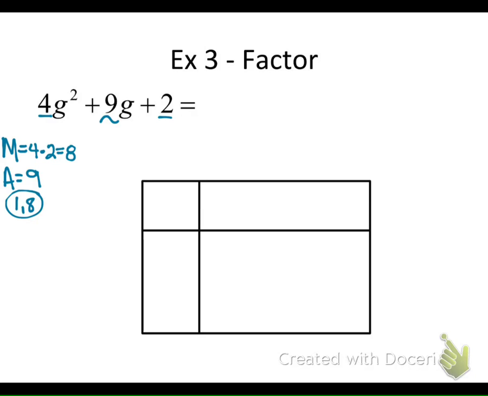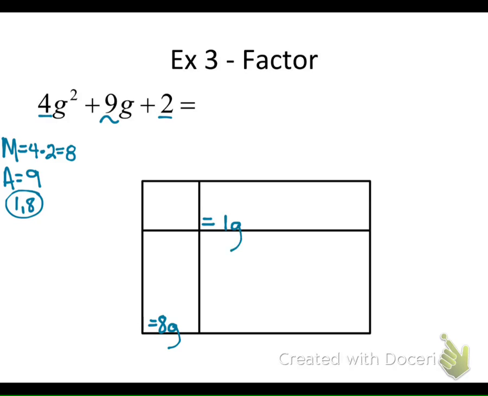Step 3. Raise your hand if you can tell me what step 3 is. Daisha? Write the answers in each of the boxes using the numbers from step 2. Okay, and where do the numbers from step 2 go? 1 goes on the top, and 8 on the bottom. And what variable goes with those? G.